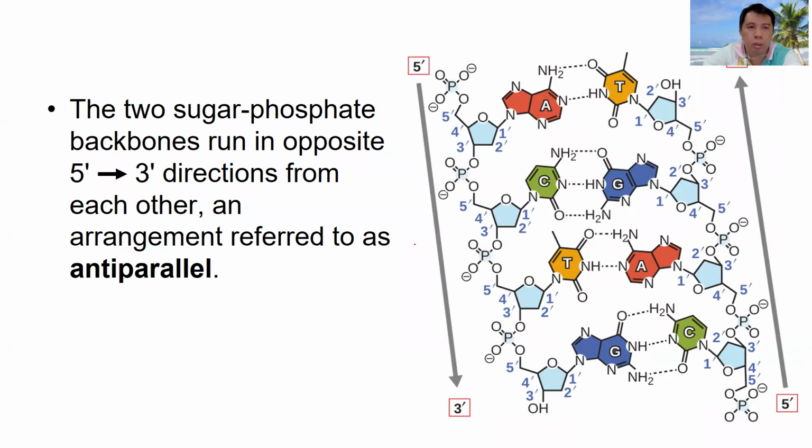The two sugar phosphate backbones run in opposite directions. Like here, you can see here is a 5' end, and they run opposite to the 3' end here. And the other strand runs from the 5' end here to the 3' end here. So they run in parallel, but in opposite directions. Therefore, we refer to this arrangement of the polynucleotides in DNA as anti-parallel.